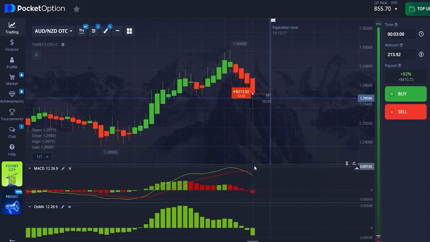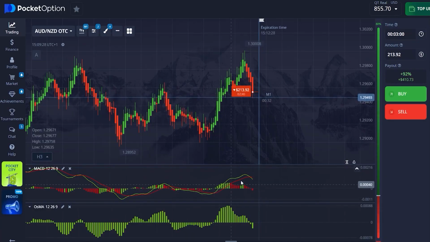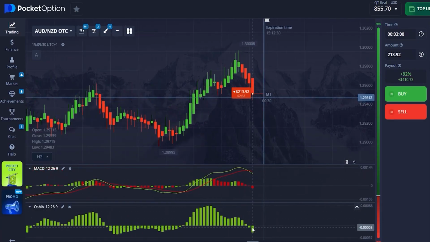So in the case of a downside directional move, the red line has to be above the green line, or in the case of an upward movement, the green line has to be above the red line. So right here, I'm able to confirm my entry with stronger OsMA candles below the 0% level.